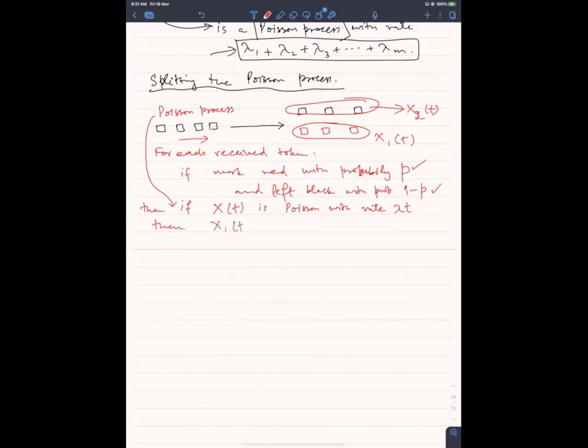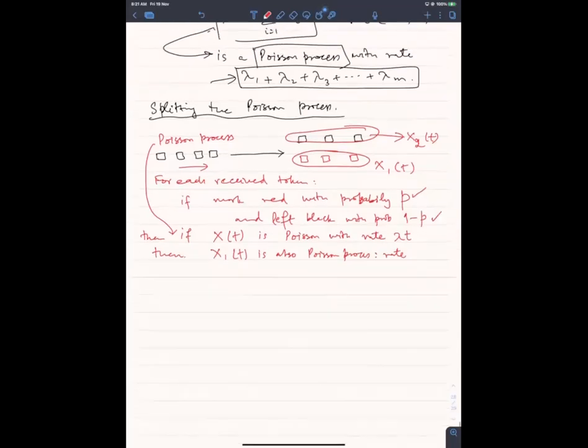So X1(t) is also a Poisson process with rate. Any guesses? What will its rate be? So packets keep arriving here at rate lambda. With probability P you mark them red, with probability 1 minus P you mark them black. So X(t), this guy X(t), is a Poisson process with rate lambda. So I am interested in finding X1(t).